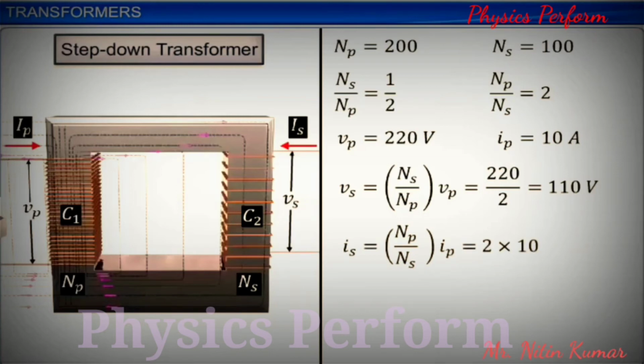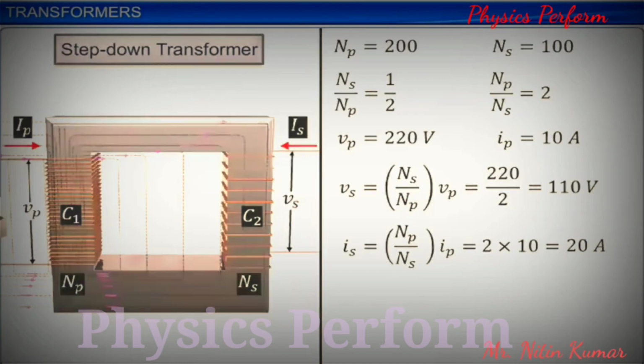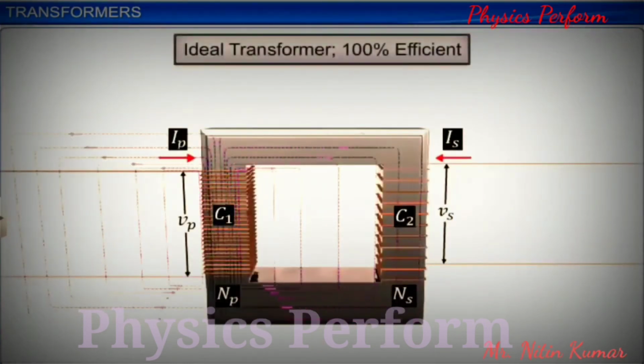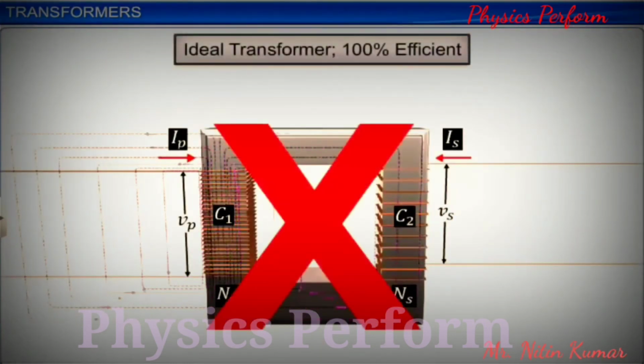These equations apply only to ideal transformers, as we assumed. However, in practical situations, all transformers incur small energy losses due to various factors, such as flux leakage, resistance of winding wires, eddy currents, and hysteresis.